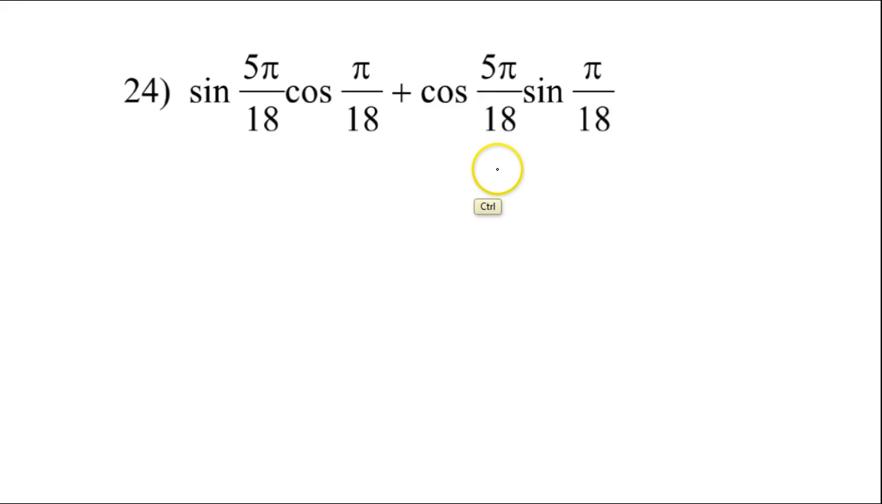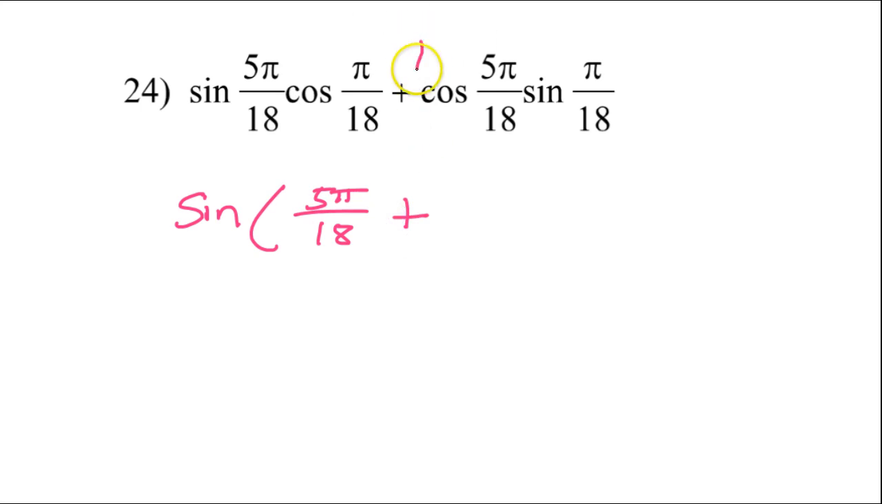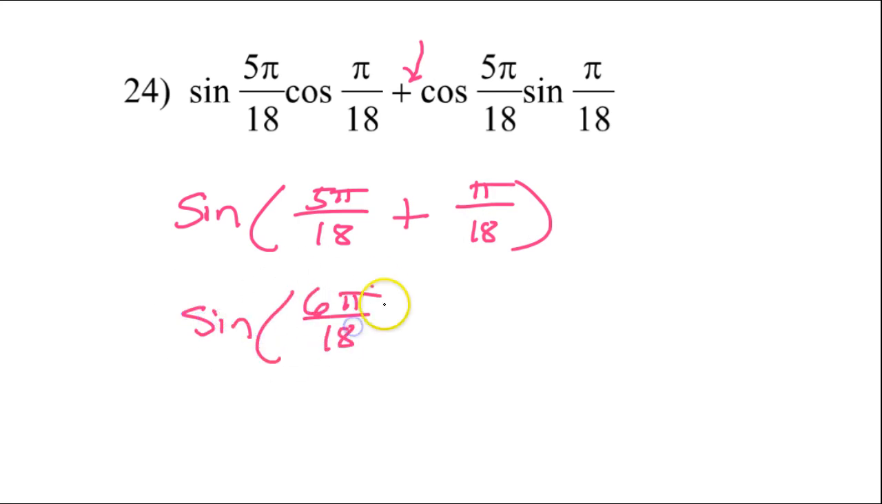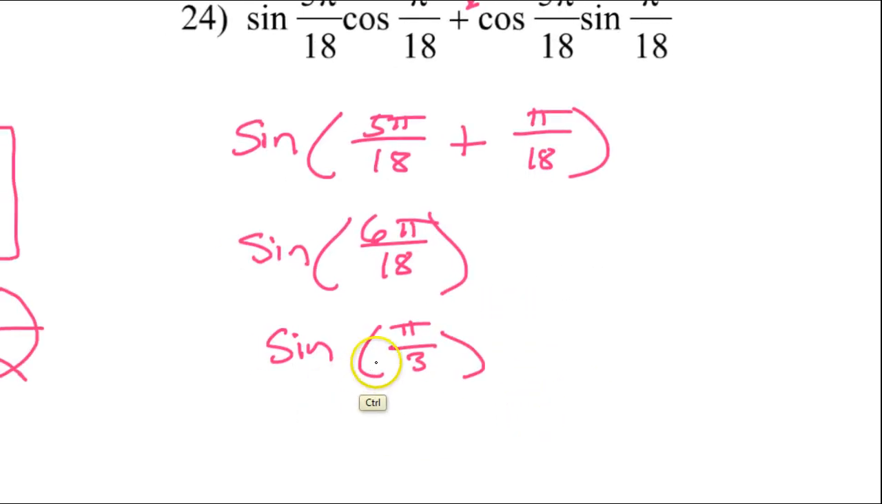Number 24 is pretty much the same thing. Sine, cosine, cosine, sine. That's the sine function again. So this is going to be the sine of 5 pi over 18 plus, because of that, pi over 18. That's going to be the sine of 6 pi over 18, which simplifies down to the sine of pi over 3. And the sine of pi over 3 is radical 3 over 2.